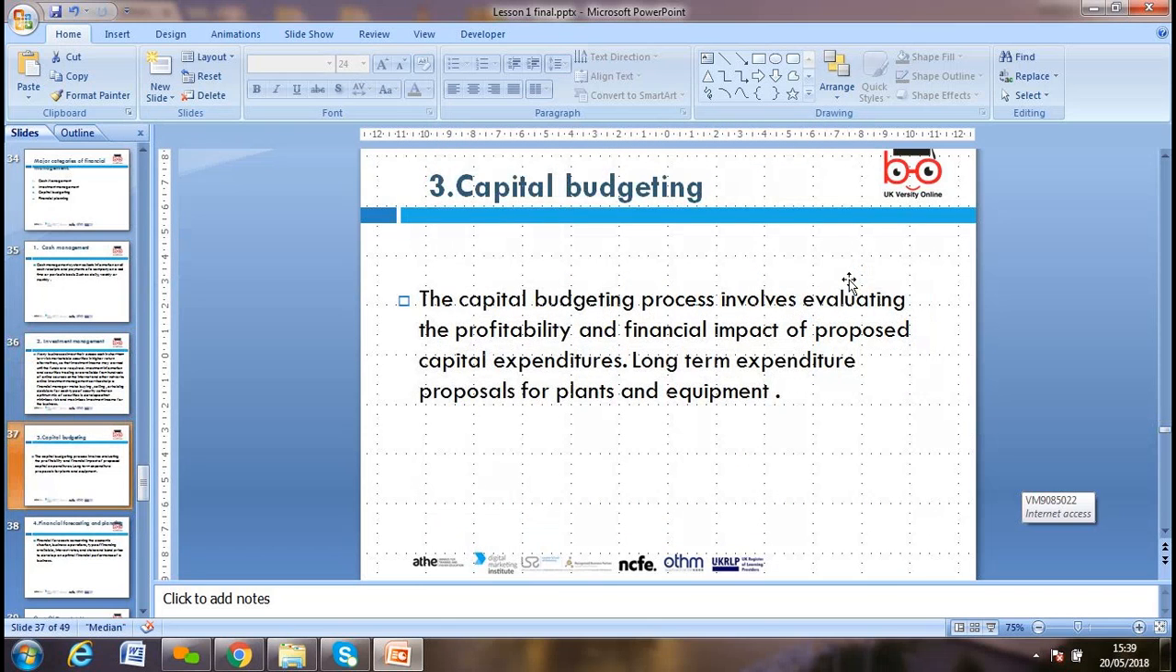Capital budgeting is the process of evaluating the profitability and the financial impact of proposed capital expenditure. Capital expenditure means money being invested in the business as an asset, like extension of a building, construction of a new building or buying a new building, buying new machinery, property, plant, equipment. All these are capital expenditures. Any question?